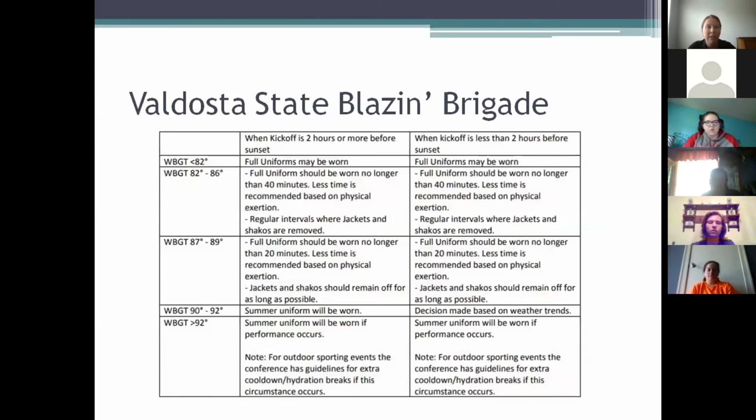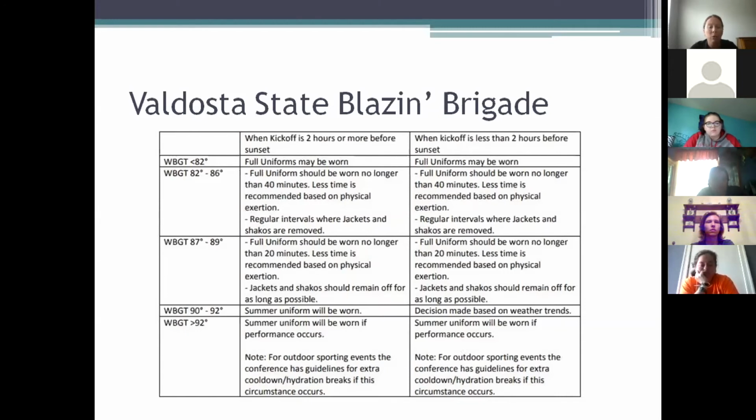Now, I did find this that I wanted to share with you all using those WBGT measures. And this is actually for the Valdosta State marching band, okay? So they have an in-place policy of their WBGT levels and therefore the actions that need to be taken. If it's less than 82, they're allowed to wear full uniforms, okay? If it's between 82 and 86, it says full uniform should be worn no longer than 40 minutes, okay?